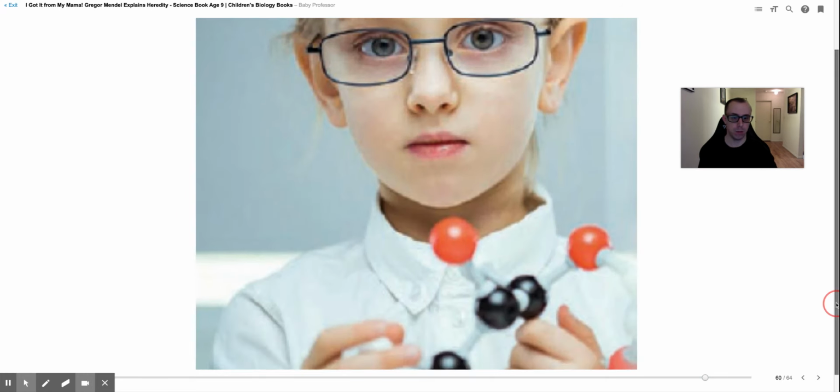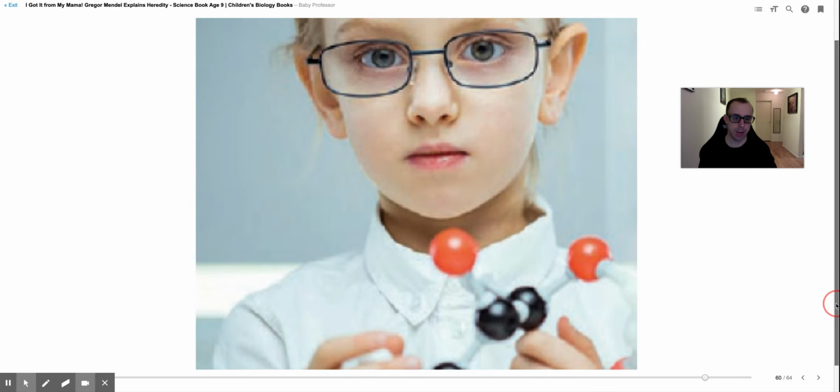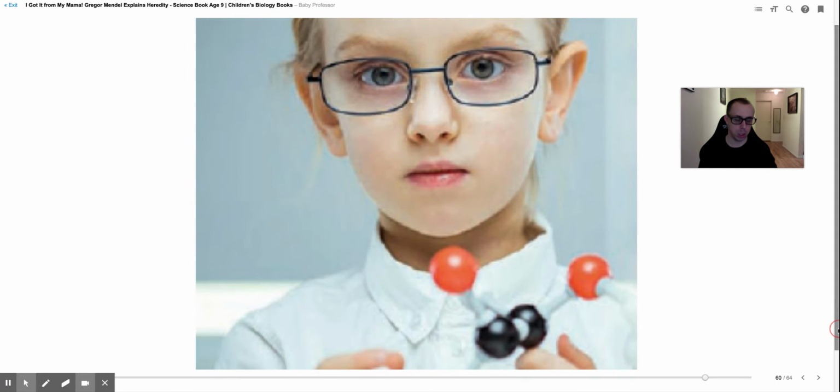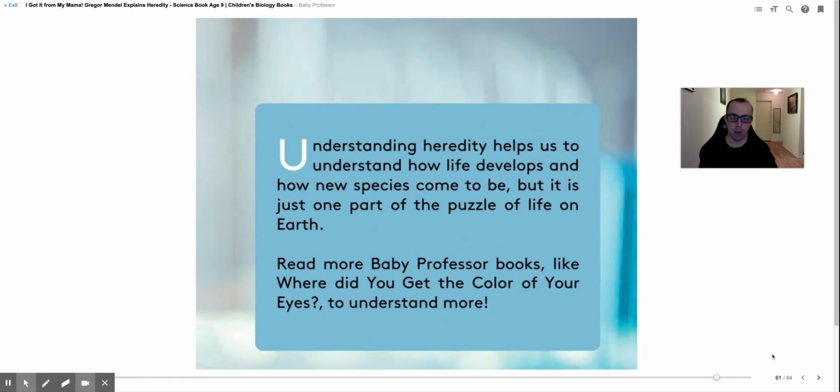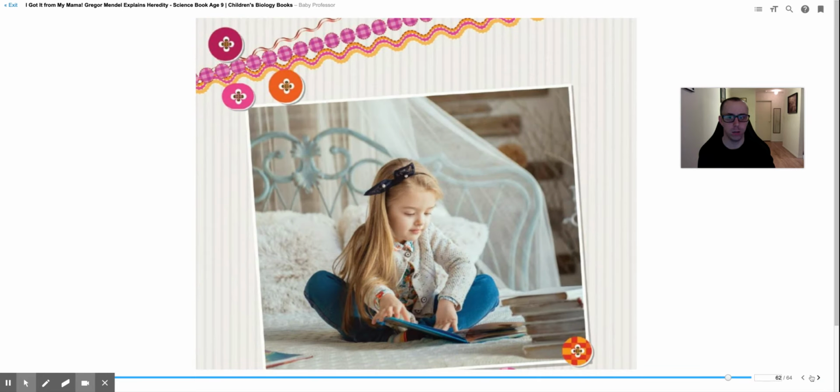Here is a young girl studying some atoms or some molecules that make up our bodies, proteins. Understanding heredity helps us to understand how life develops and how new species come to be, but it is just one part of the puzzle of life on Earth. So here they're recommending to read more Baby Professor books, like Where Did You Get Your Hair Color? Where did you get the color of your eyes, to understand more? And we may read that, and we'll see. Okay, so I believe that's it for today.